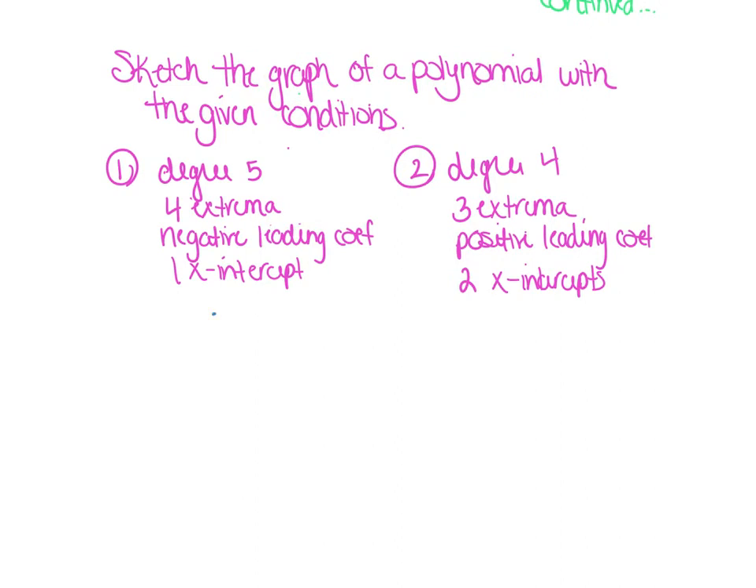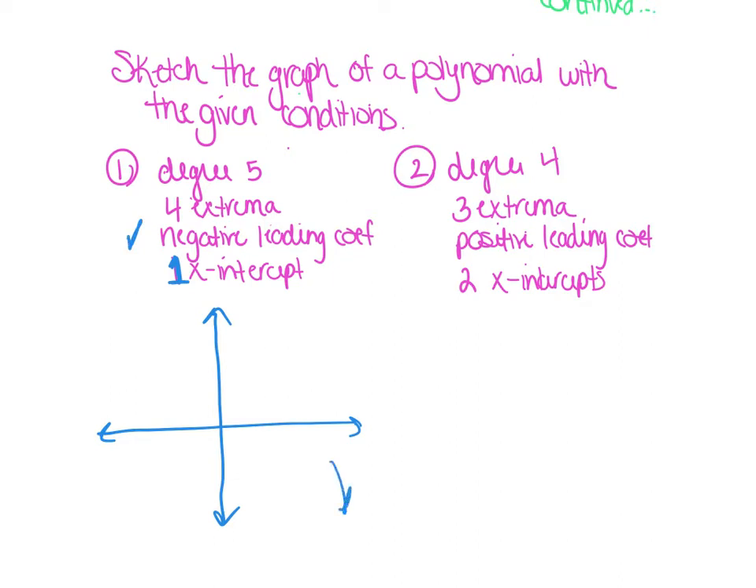So for question 1, it says it's degree 5. It's going to have 4 extrema. That means 4 turning points. And that's okay because remember, degree 5 can have 4, 2, or 0 turning points. It's going to have a negative leading coefficient and only one x-intercept. Okay? So the first thing I would say to do is to take care of that negative leading coefficient.